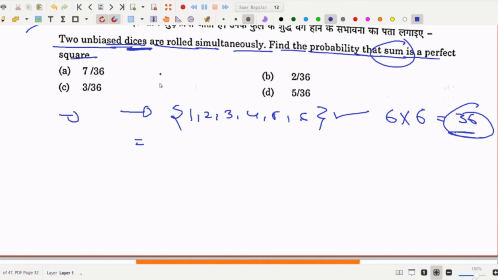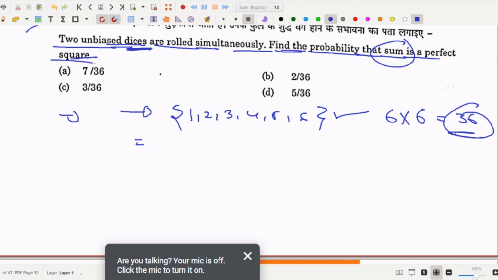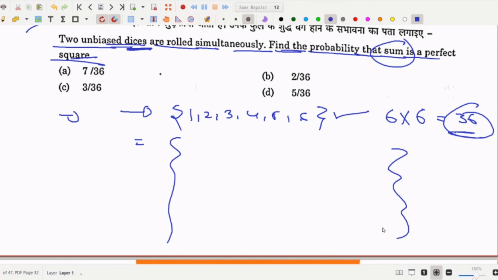See, what they are asking? Find the probability that the sum is a perfect square. That means we need to create our sample space. I'm writing everything just because I'm explaining. In the exam hall, if I suddenly find this question, I will solve it directly. But here I am explaining it in detail. So first I'm going to create a sample space, then I will find what we want.